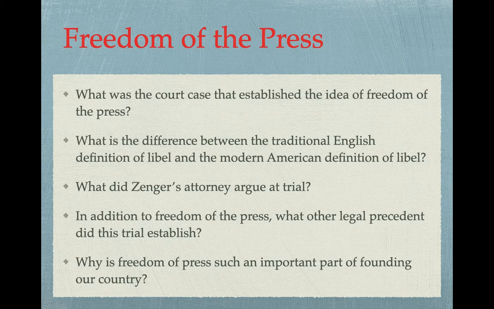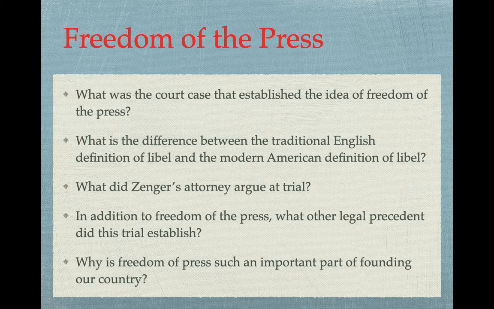Zenger's attorney says that in order to have an efficient representative democracy, you have to have people who are educated about the facts. If you keep reporters from reporting on the facts, then you have people who are uneducated and are unable to govern themselves. The jurors actually agreed and found that Zenger was not guilty of libel. The press, after this point, has the right and the responsibility to keep the public informed of the truth.